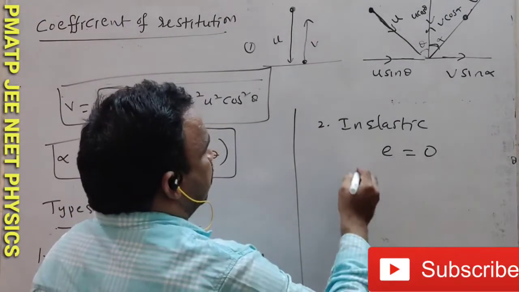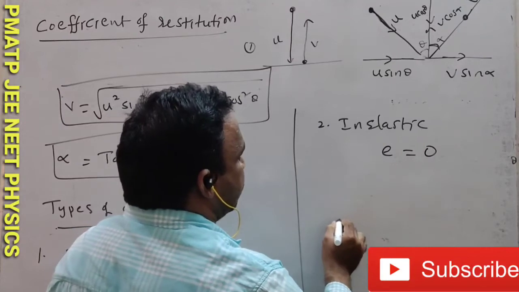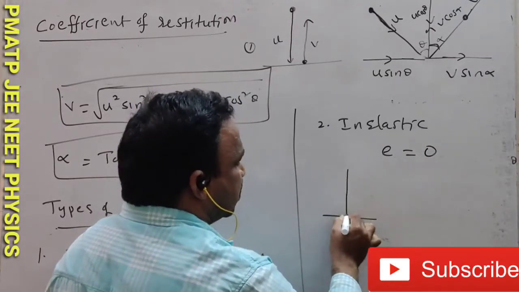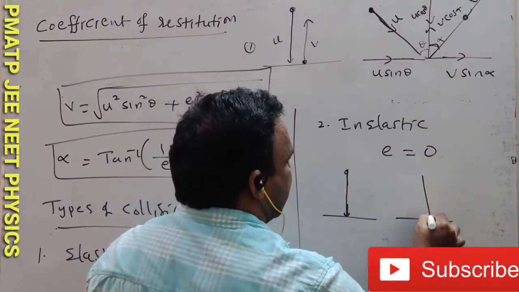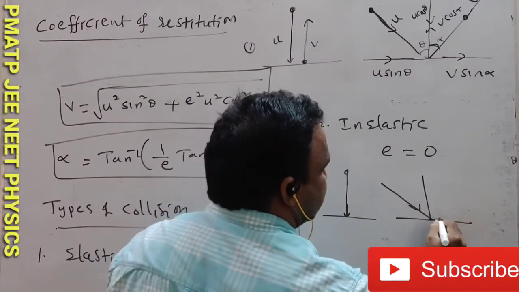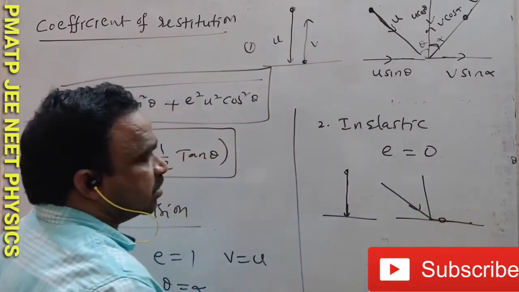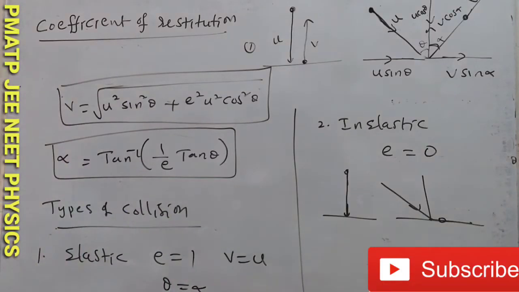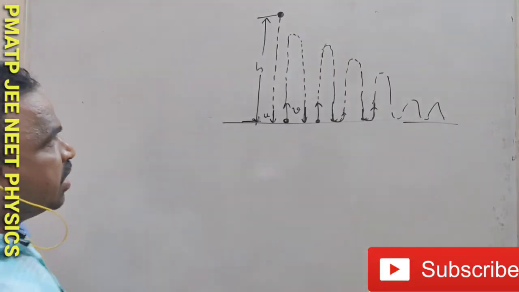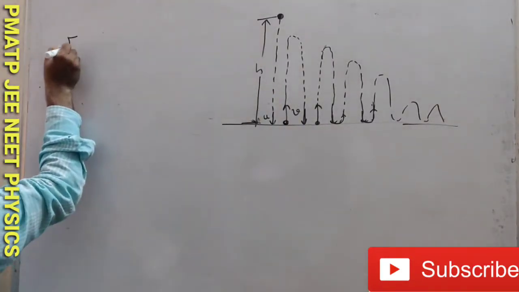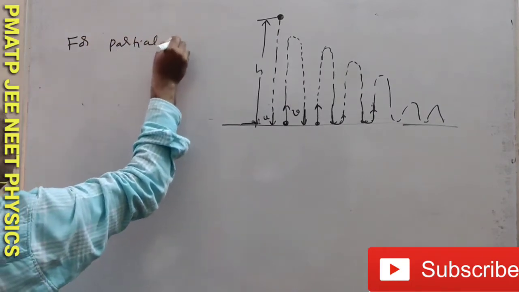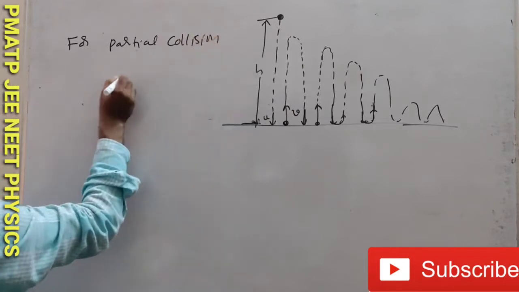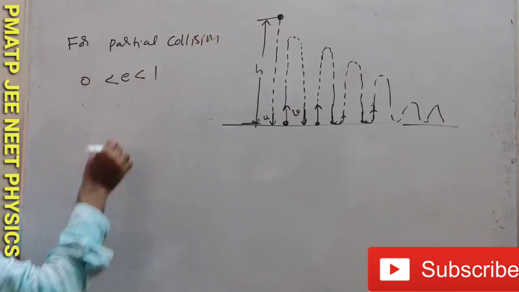So e is equal to 0, it is no separation. Once the ball falls, there is no more separation. Suppose it falls like this, it goes like this. No separation for inelastic collision. See here, for partial collision, e lies between 0 and 1.